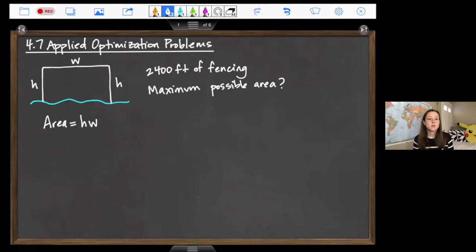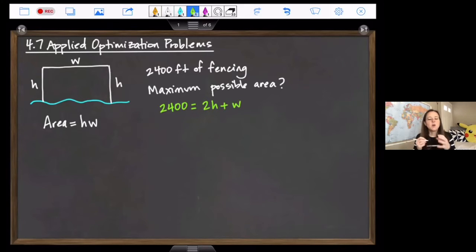You're going to do this with your constraint, and that's the 2,400 feet of fencing. So let's think about an equation that involves that 2,400 feet of fencing. So we've got 2,400, and that's going to be what we're going to use to build the 3 sides of our rectangular pen. So I've got to build an H, a W, and another H. So this is going to be 2 H's plus 1 W.